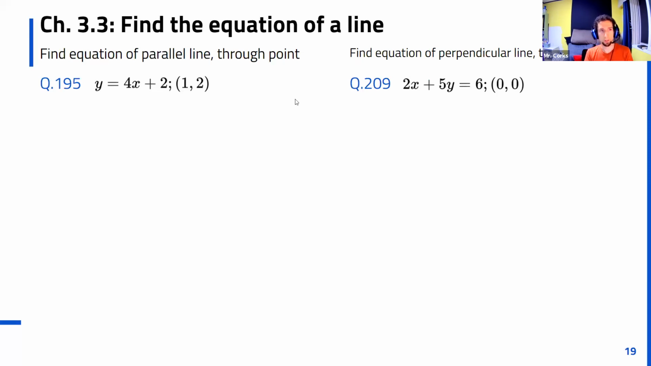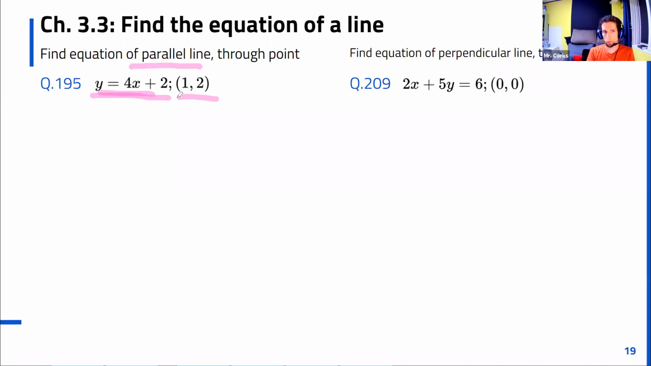So if we are given this line and this point, find the equation of a line that is parallel to the original, given line and going through this point. And then on the right, find the equation of a line that is perpendicular to this line going through this point. So for the last 2, I'm not going to tell you how to find the perpendicular and parallel slopes. We did that already. I hope you remember. So take a bit of time here and try to figure these 2 out.